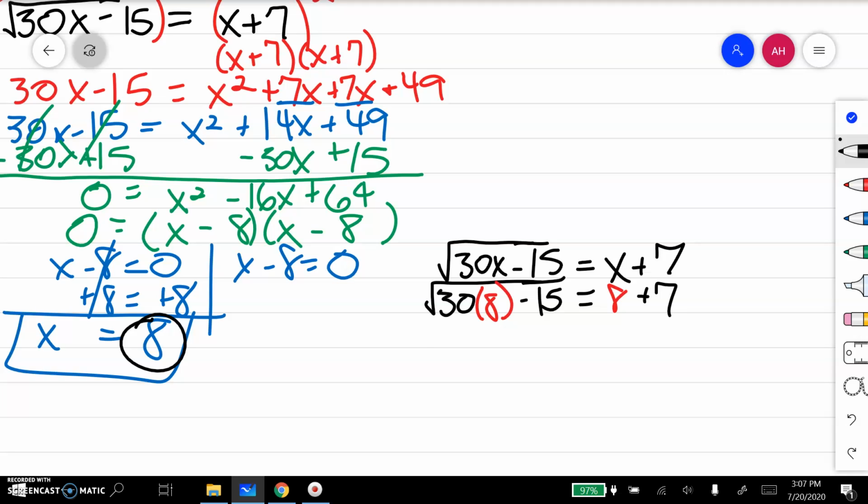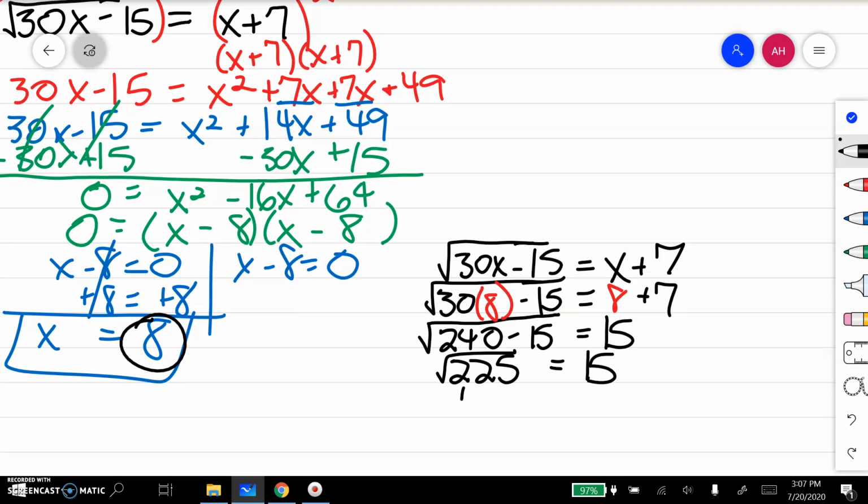So over here, 30 times 8 is 240 minus 15. And on the right side, 8 plus 7, of course, is just 15. Then 240 minus 15 is 225. We still got 15. Now, the square root of 225 is 15. The other side equals 15. They're equal to each other. That's good. That means 8 is your final answer.